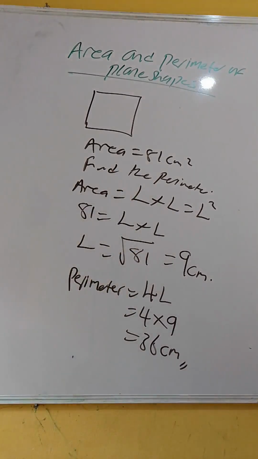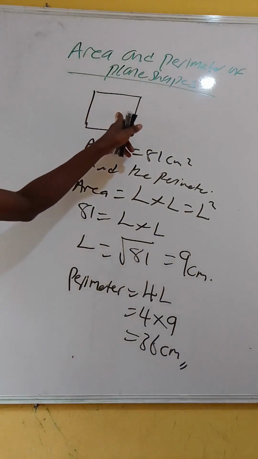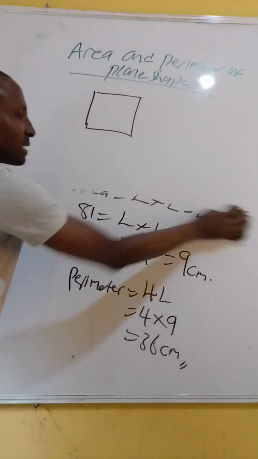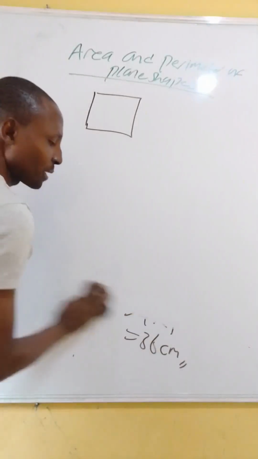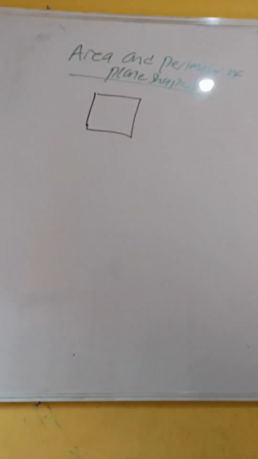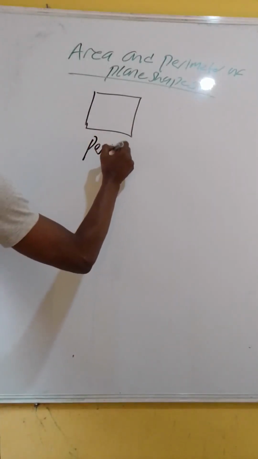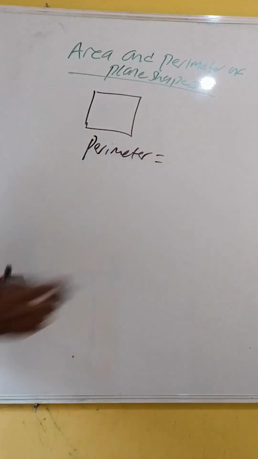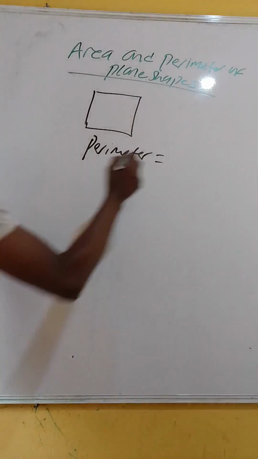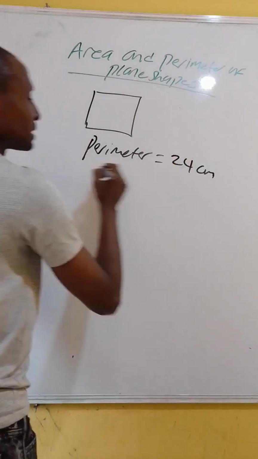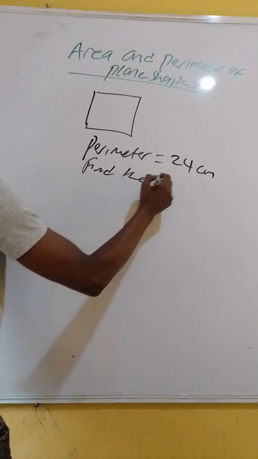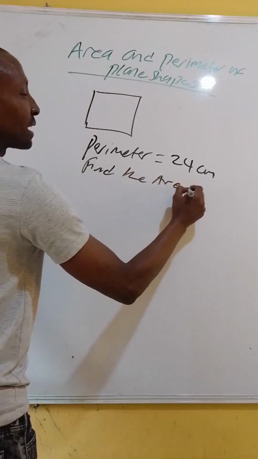Now the last one is that if this same square, let's say they change the figures, because this square we are seeing on the board is not to scale, so that's why you see me changing the figures. So if they said the perimeter of this square is 24 centimeters, find the area.